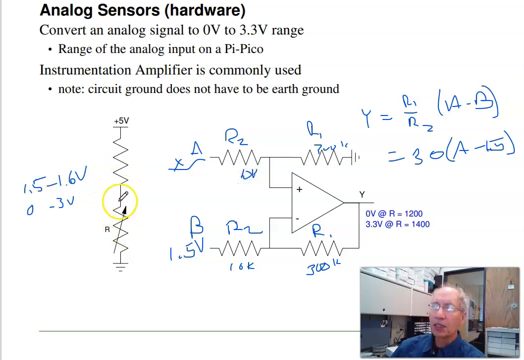I've got a sensor. As the parameter changes, the resistance changes. As resistance changes, voltage changes. If that's the voltage, going between 1.5 and 1.6 volts, I connect it to my amplifier so that now the output goes 0 to 3 volts.